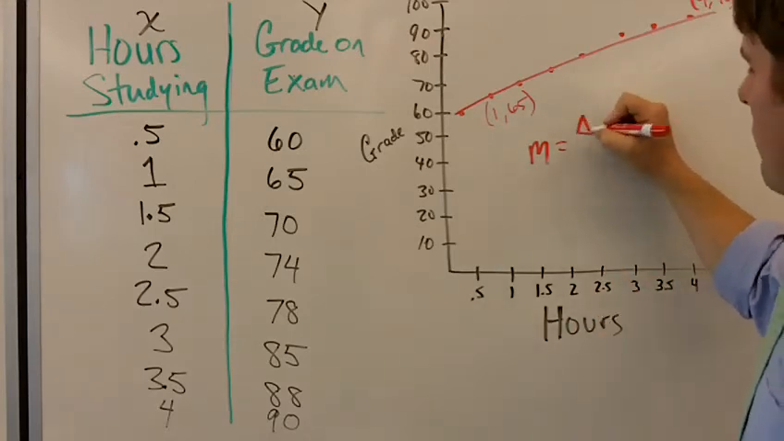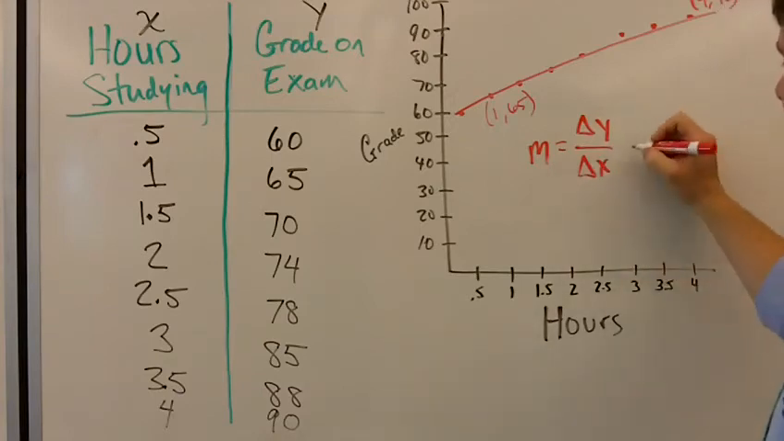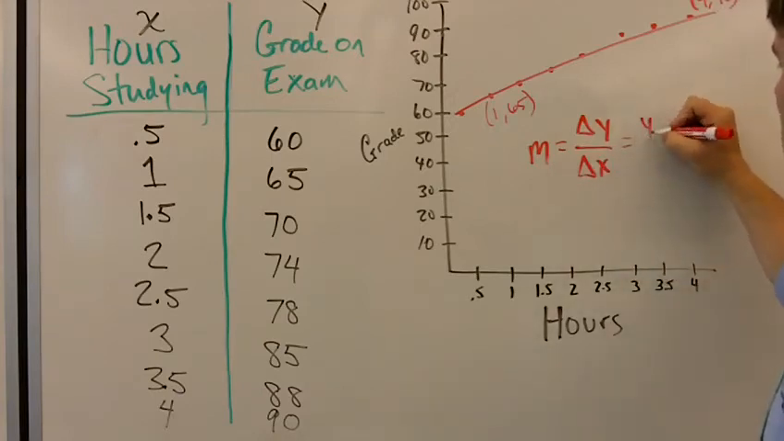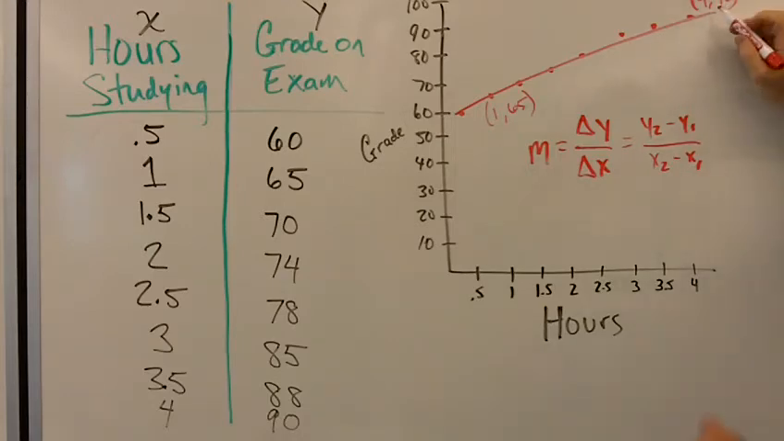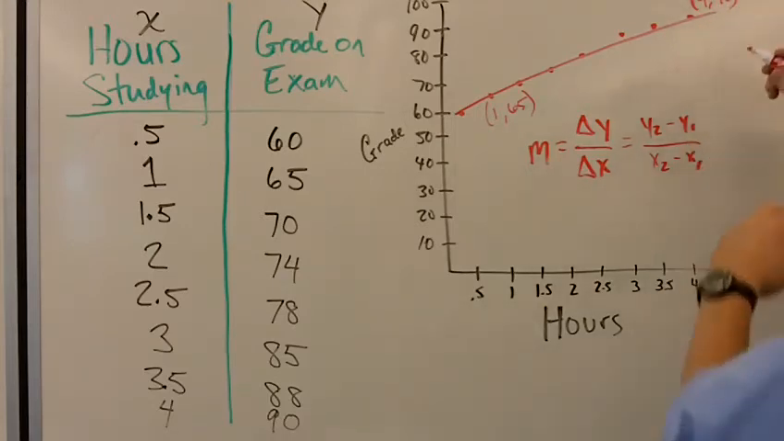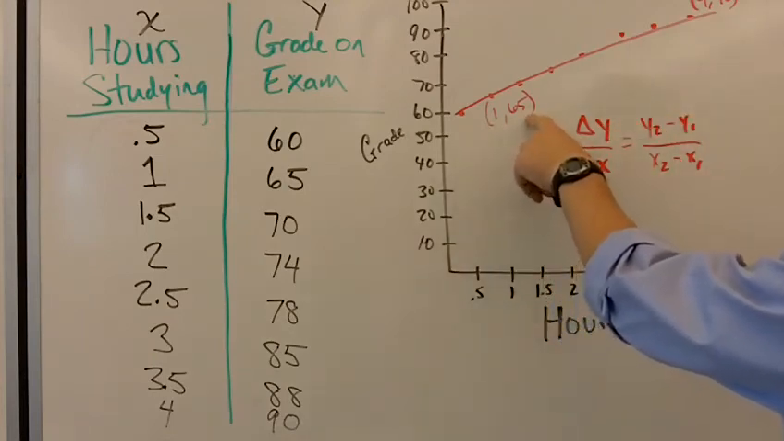And the way we find slope is change in y divided by the change in x. Another way to say that is y2 minus y1 divided by x2 minus x1. We'll call this x2, and this x1, you probably can't see that, I'm sorry. This is x2, this is y2 up here, 4 and 90. Down here, 1 will be x1 and y1 there.